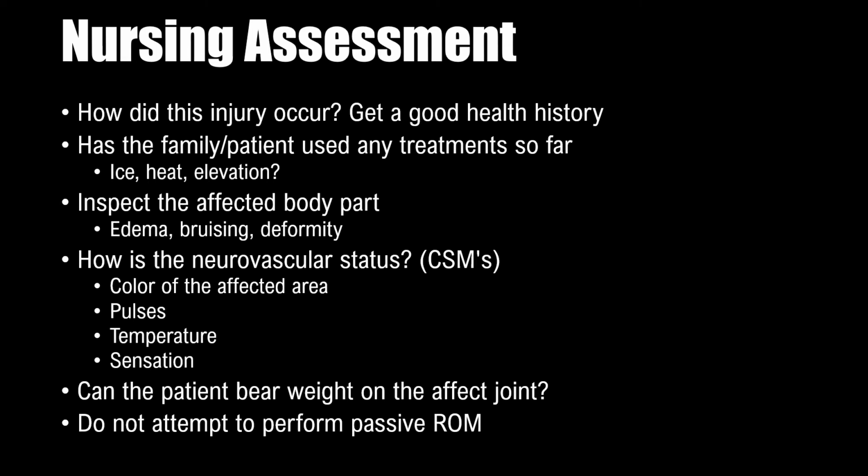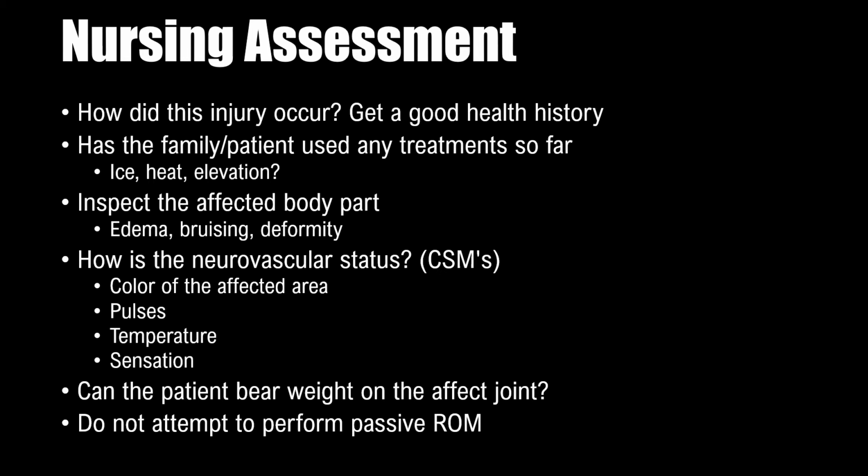So nursing assessments for a sprain. Kind of getting a good idea of how this injury occurred. Get a good health history. Was this a sports injury? Was it a contact injury? Has the family or patient used any treatment so far? Did they put ice on the affected extremity? Did they give the patient maybe some Tylenol or ibuprofen? Did they elevate the limb? Did they put any compression on the limb?